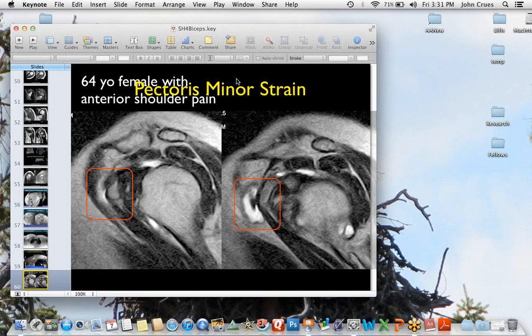Just in this case that's up right now. So is that a fluid collection near the myotendinous junction of the pectoralis minor? What are we seeing on that? Yes. The T2. So it's torn. It's not just strained. I think it's torn. Yeah.